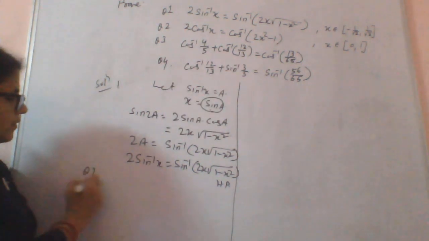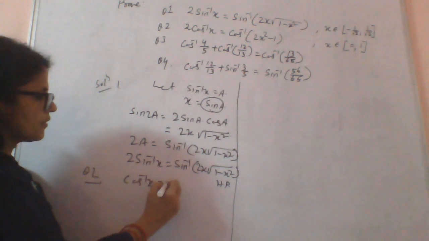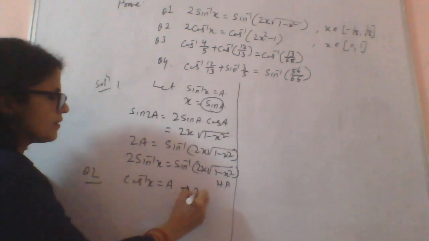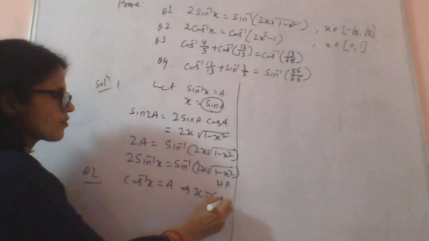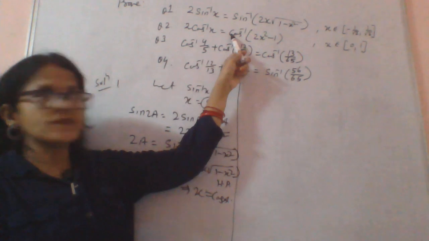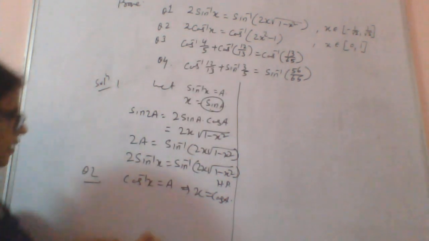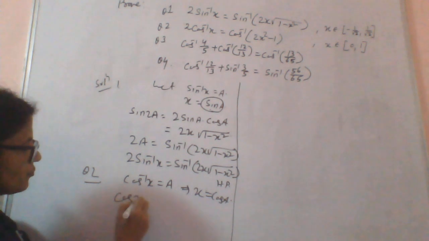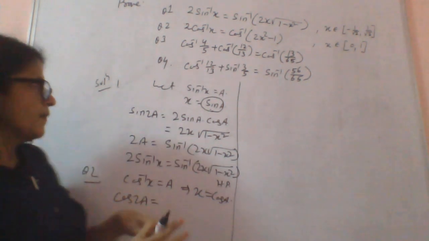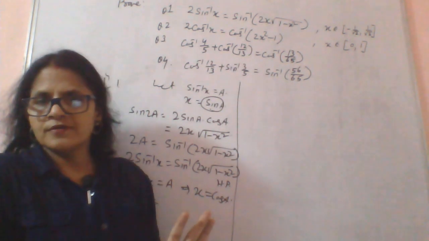Similarly, look at question number 2. If we put cos inverse x equal to a, it means x equal to cos a. So here 2a equal to cos inverse of this, which is equal to cos 2a. Now you see, cos 2a has so many formulas, right?